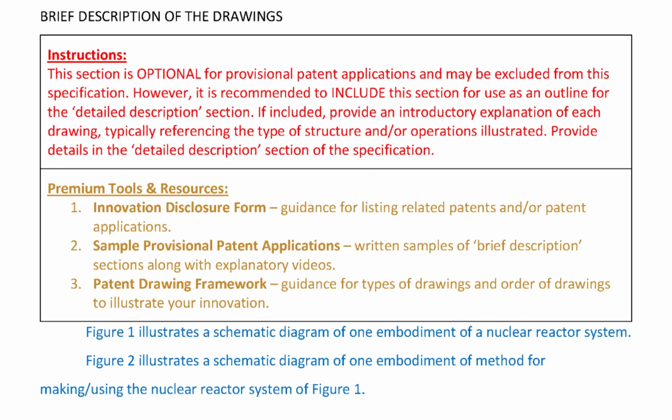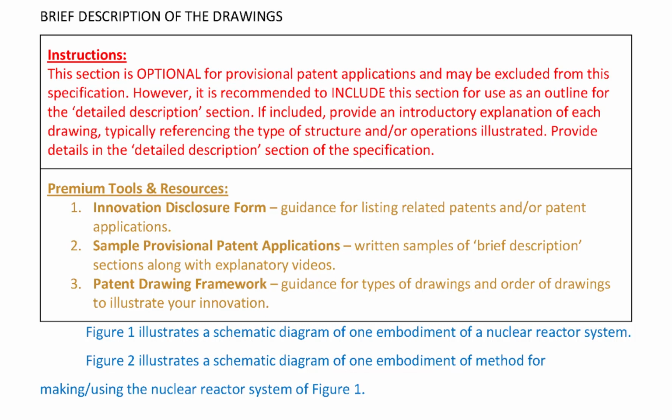So here I've pulled up the template provisional patent application that I've provided to you, and we're looking at the brief description of the drawings section. This section is optional. It's not required in a provisional patent application. I put it in there because it also serves as an outline for my description of the details of my invention later on. And so I find it's a really good way to start.